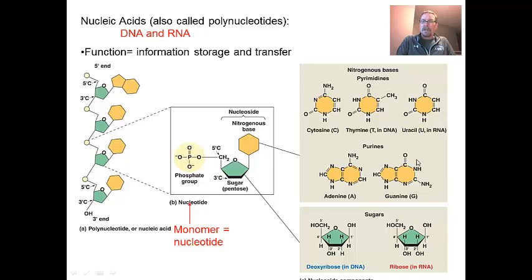RNA is used to copy the code from DNA, which we'll talk about in transcription and translation. But this is the main functional unit of your genetic code, and we'll talk much more about those as we get into our genetic component of this course.